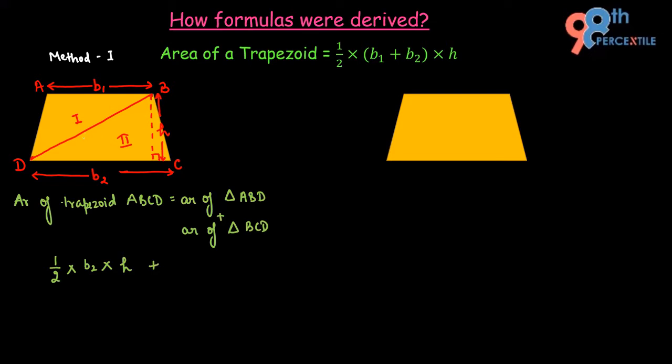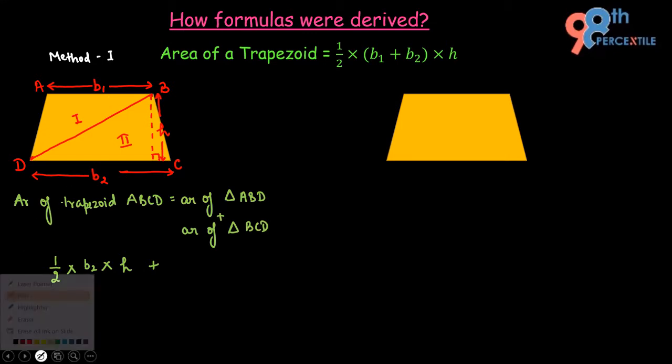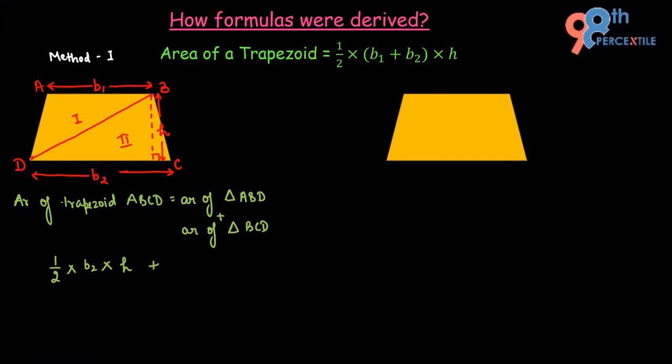Now similarly, if we write the formula for the area of triangle ABD, its base can be considered as AB, whose length is B1, and the perpendicular distance, or the height, will be this, which is again the height of the trapezoid, or the perpendicular distance between the parallel sides. This is again H. So the area of triangle ABD will be half times the base B1 times the height H.